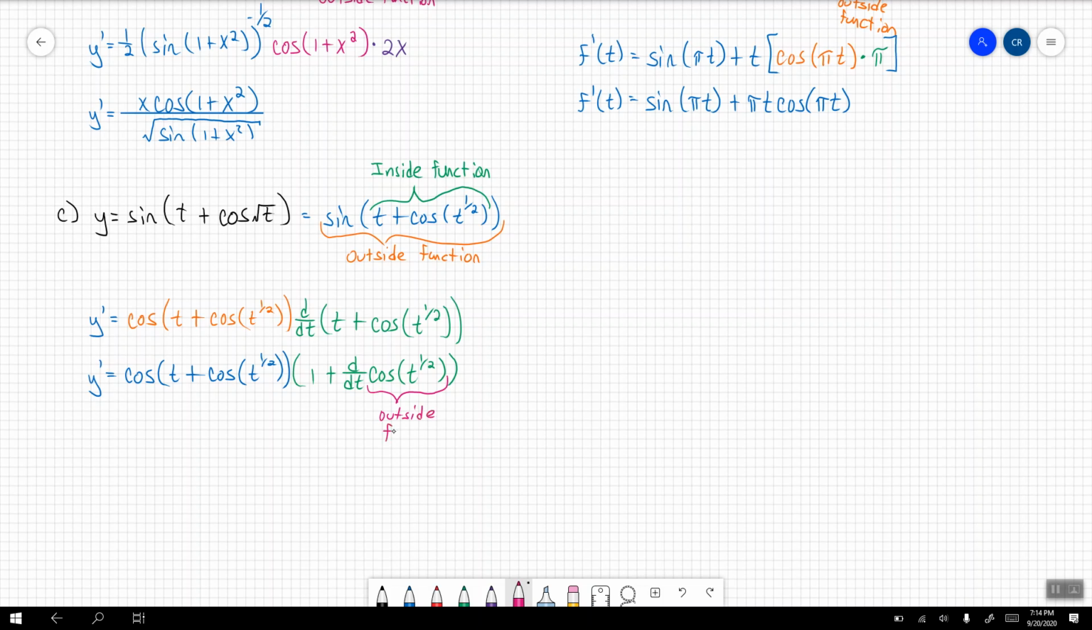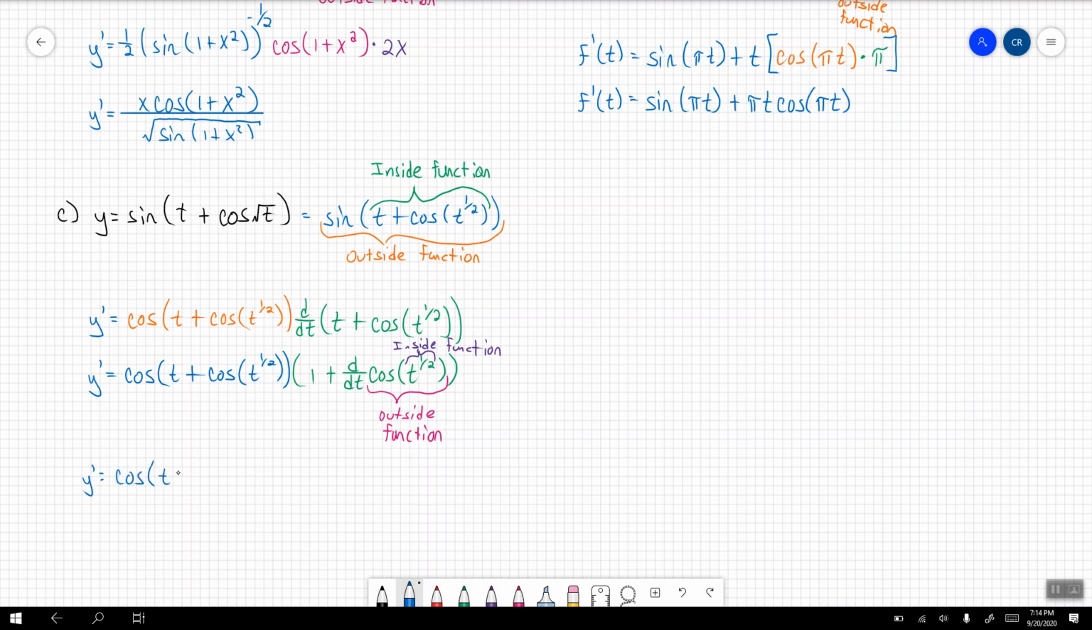So this is the outside function. Now the inside function is just going to be t to the power of 1/2. So that's the inside function. Now all we have to do is take those derivatives. And again, it might be easier said than done, but we'll get it done.